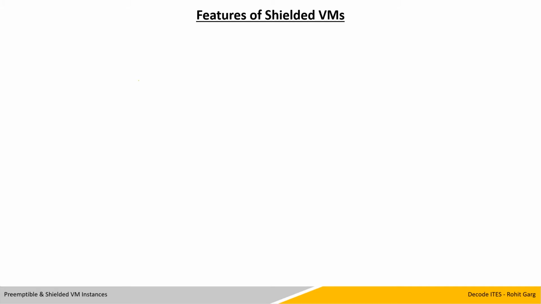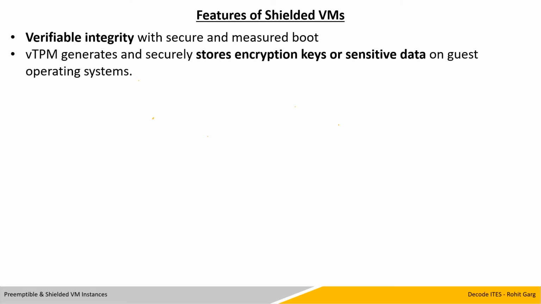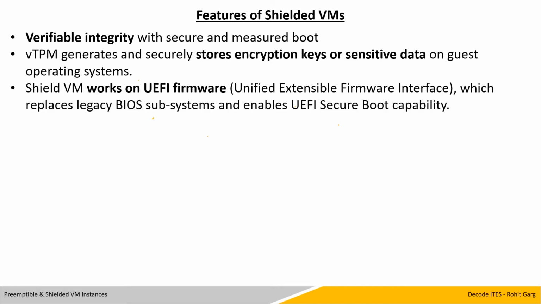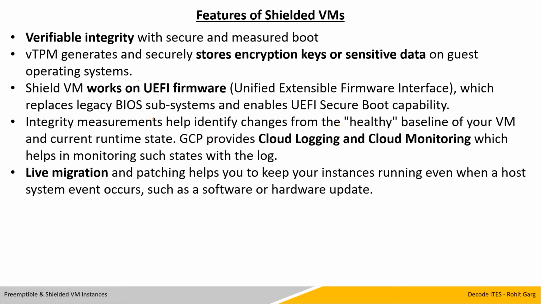Features of Shielded VMs. Features of Shielded VM: verifiable integrity with secure and measured boot. We have just discussed them. vTPM generates and securely stores encryption keys and sensitive data on the guest operating system. Shielded VM works on UEFI firmware, which replaces the legacy BIOS subsystem and enables UEFI secure boot capabilities. Integrity measurement helps identify changes between the healthy baseline of your VM and its current runtime state. GCP provides Cloud Logging and Monitoring, which helps in monitoring such states with the logs.